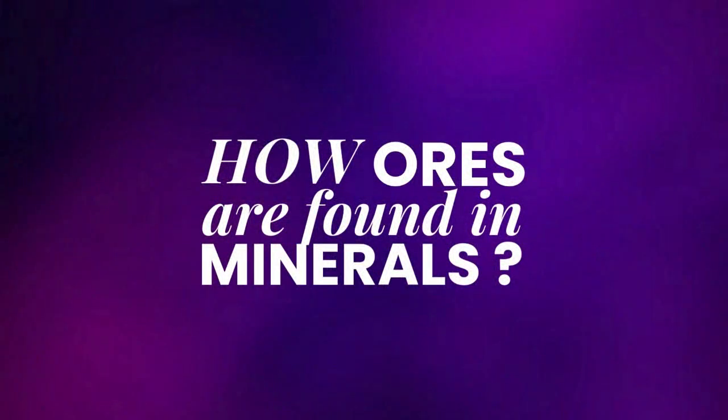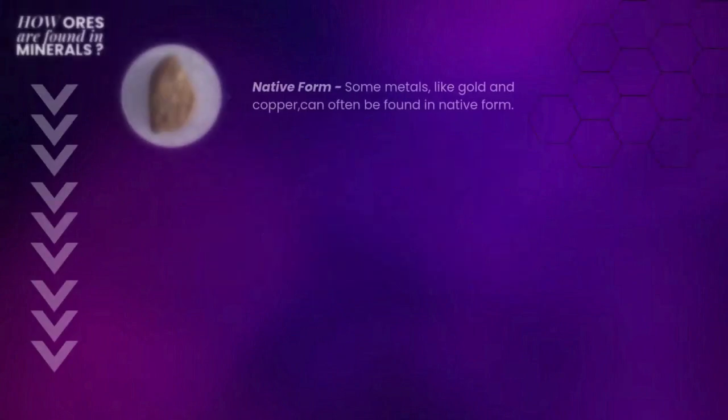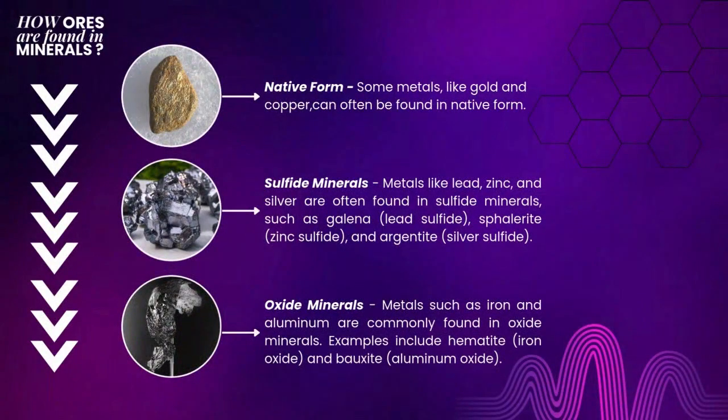Now let's proceed with how metals are found in minerals. One, native form. Some metals like gold and copper can often be found in native form, meaning they exist as pure metallic elements within the earth, not as part of chemical compounds. Two, sulfide minerals. Metals like lead, zinc, and silver are often found in sulfide minerals, such as galena, sphalerite, and argentite. These minerals form through hydrothermal processes, where hot mineral-rich water flows through rock fractures and deposits metal-bearing minerals.